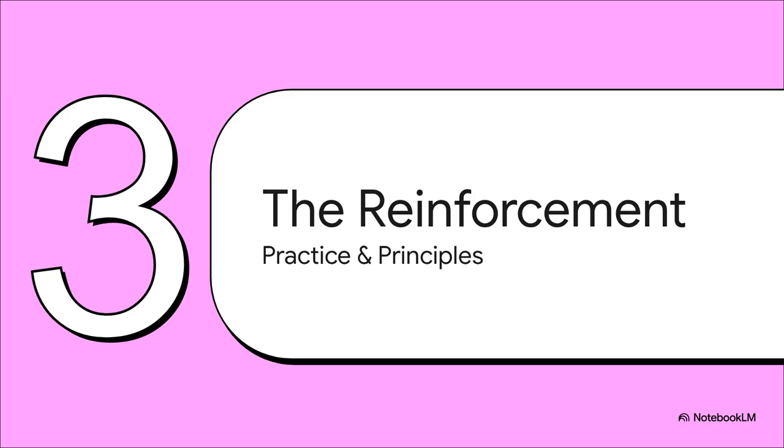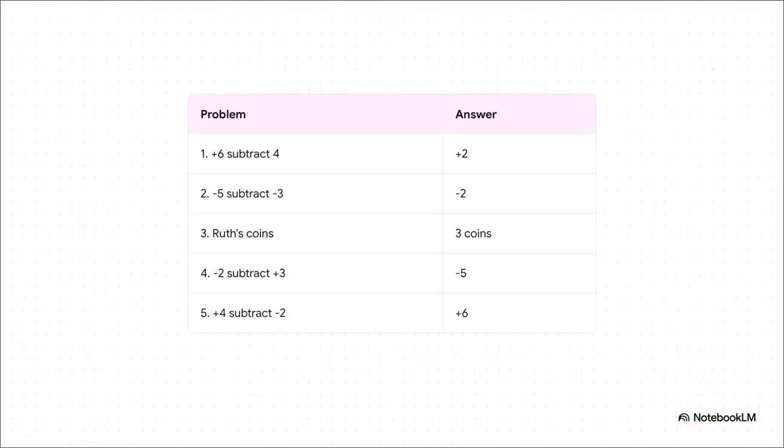Okay, so you've introduced the rule, you've used stories to model it. What's next? Well, practice, of course. This is the part where the lesson shifts to reinforcing the whole concept, asking students to actually apply what they've learned in their homework. And if you look at the homework here, you can see it's a very intentional mix. You've got some straight-up number line problems, and then you've got another story thrown in there, with Ruth and her coins. The goal seems to be helping students get comfortable moving back and forth between the story model and the pure calculation. And hey, look at question 5. It's the same type of problem we just walked through a minute ago.